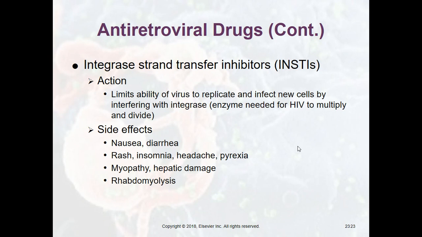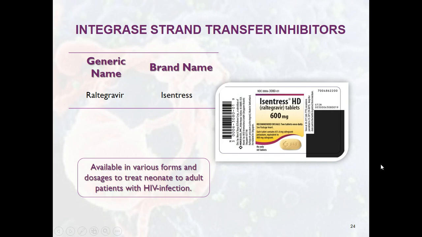Some side effects for this medication include nausea, diarrhea, rash, insomnia, headache, pyrexia, myopathy, hepatic damage, and rhabdomyolysis. Integrase strand transfer inhibitors, some medication that you may have seen in practice that could be familiar to you, is raltegravir, Isentress. This particular drug is available in various forms and dosages to treat patients from neonates to adults that have HIV infection.